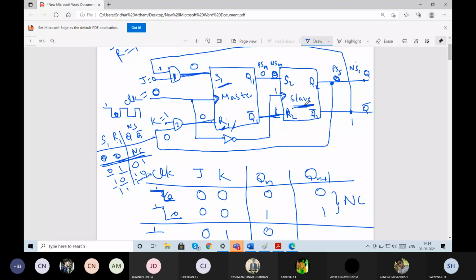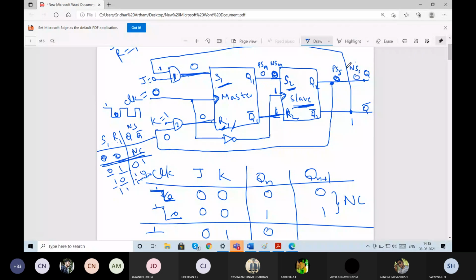But the slave has got clock value as 1. Since the slave has got clock value as 1, it will check the S2 and R2 inputs. What is the S2 input? S2 input is 0. And what is the R2 input? 1. S is equal to 0 and R is equal to 1. So the output will be equal to 0.